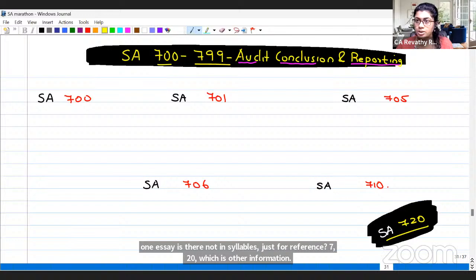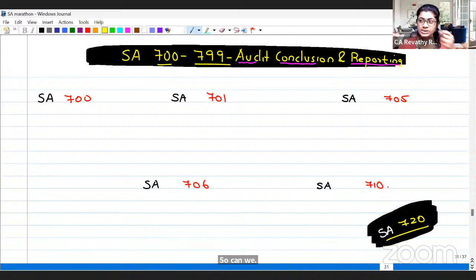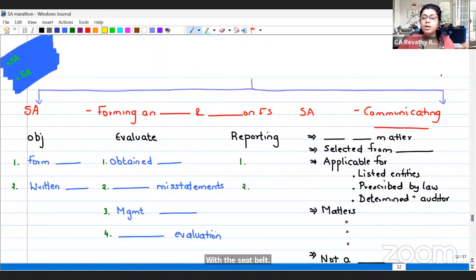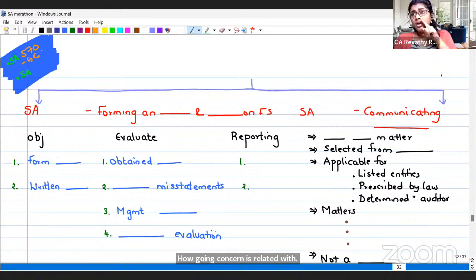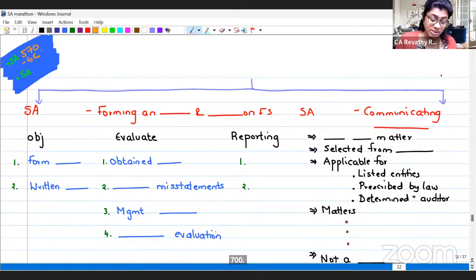Great. So can we take off with the seat belt? Actually, in the 700 series, 2 essays are related. One is 570. What is 570? Going concern. How is going concern related with 700? Going concern para is there in the audit report. Second essay is 510. 510 is related with 710.